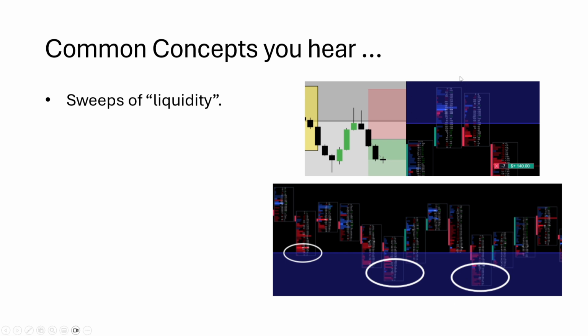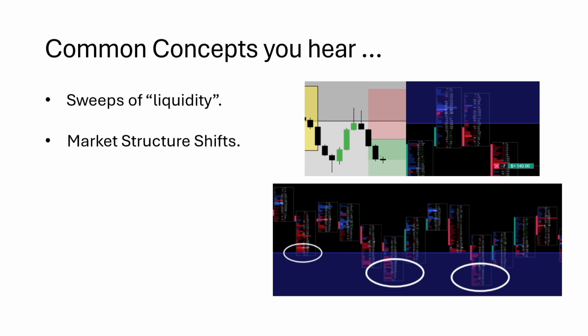So supply is when aggressive buyers fail, and demand is when aggressive sellers fail. And so understanding those two basic concepts will allow you to seep through the noise. So sweeps of liquidity, right? What do sweeps of liquidity represent, right? Well, they don't represent anything without order flow.